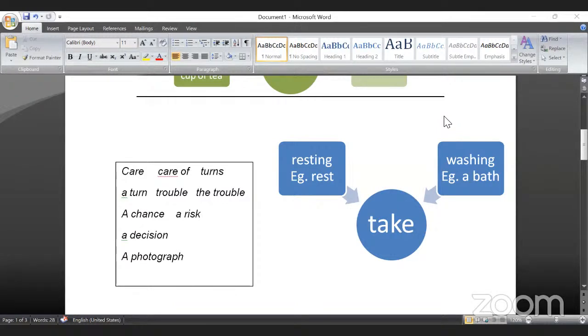All right, so now the second one that you have is take. Take is mostly used in combination with nouns that are related to resting and washing, right? So an example would be take a rest, or take a bath. Both can be used, right?